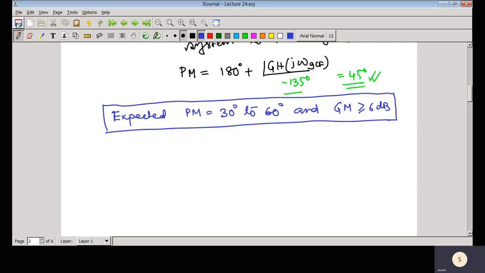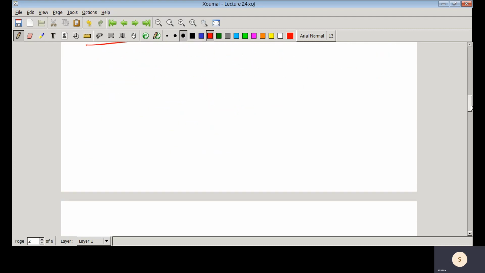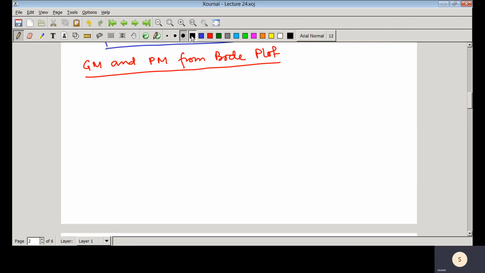So now one important thing we are going to discuss is that this gain margin and phase margin can also be obtained from the Bode plot. So let us see how to find it. Gain margin and phase margin can be obtained from the Bode plot. So how to get that? Let us first draw the Bode plot.